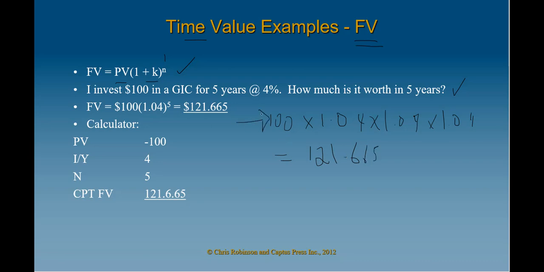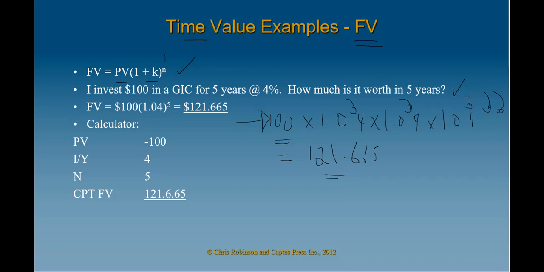Let's always start with the simplest way. Start with $100, 4% for 1 year, 4% the second year, 4% for the third year, 4% for the fourth year, earn 4% for the fifth year. So 100 times 1.04 times 1.04 times 1.04, and we do that 5 times.